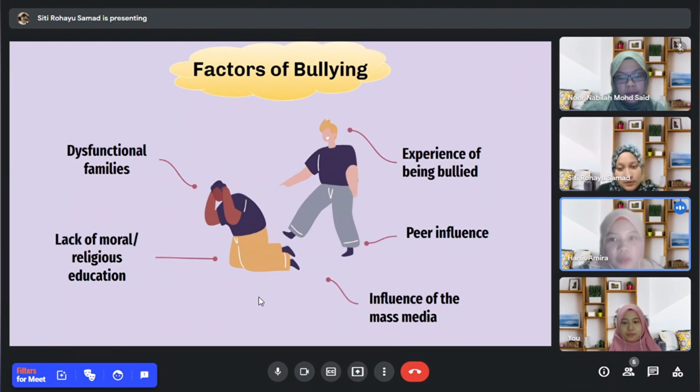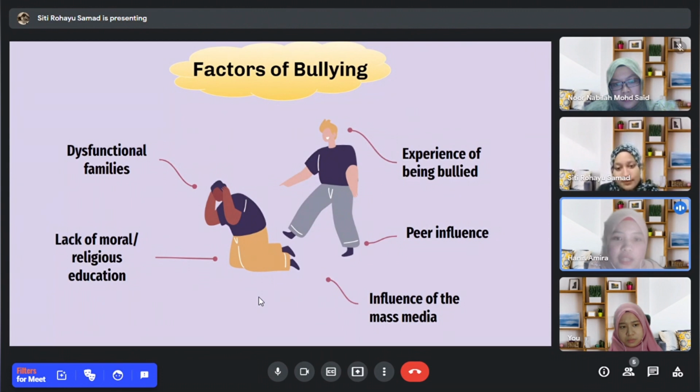Okay, the third one is experience of being bullied before. When students grow up, they tend to bully weaker students or new students for revenge. The fourth one is peer influence. This happens when the bully group are classmates, so bullying activities become easier, and the teenagers nowadays are easily influenced by their friends' behavior, right?